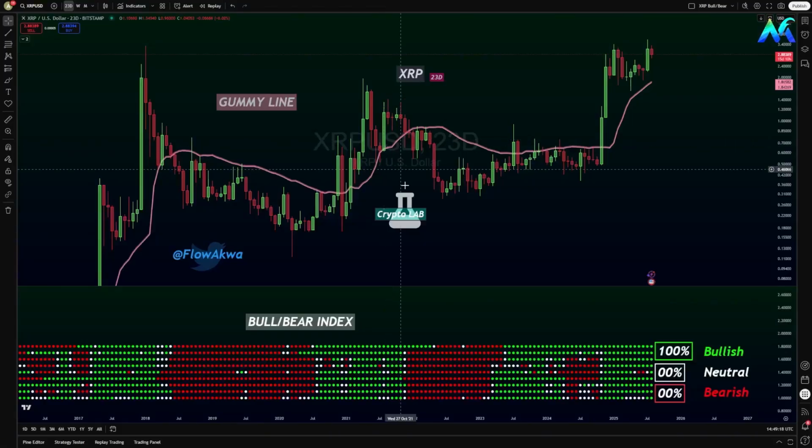Now let's have a look at the bull bear index. You can see that XRP is still 100% bullish. This is amazing, guys. So there is definitely nothing to worry about yet.